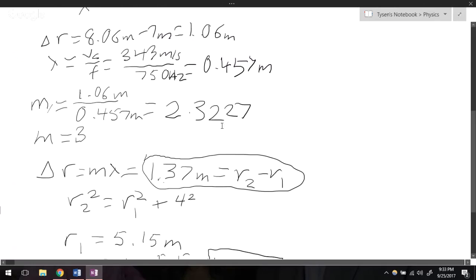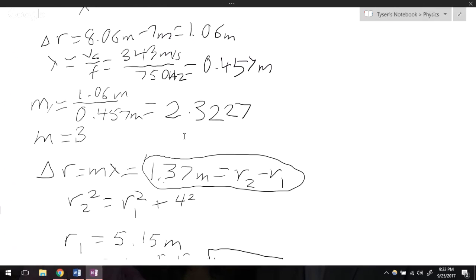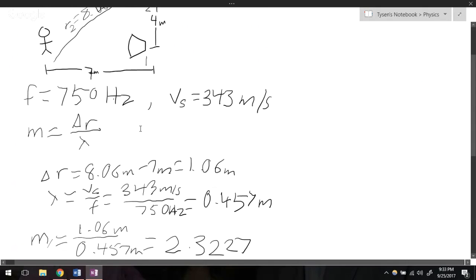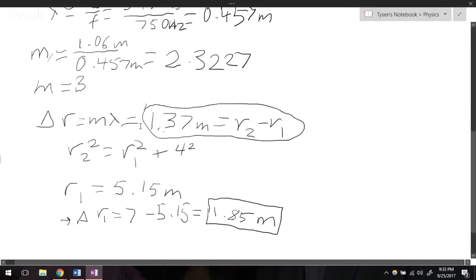So for the second part of this problem, we're asked to find how far the person would have to move towards that speaker 1 in order to hear constructive interference. So if you remember, constructive interference is a whole number.